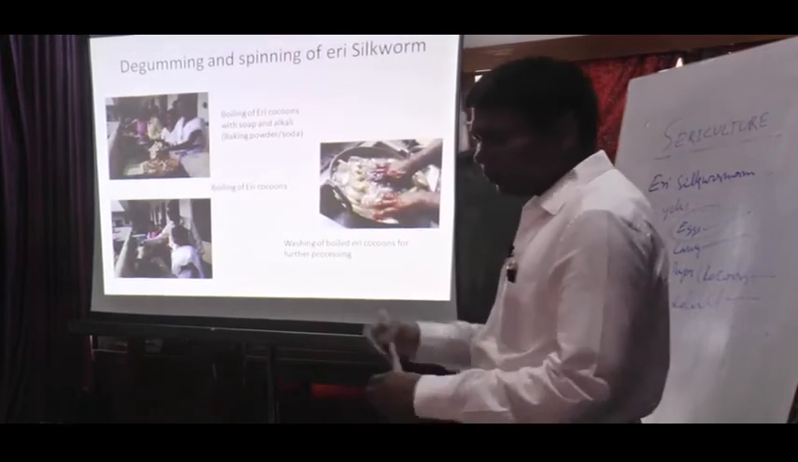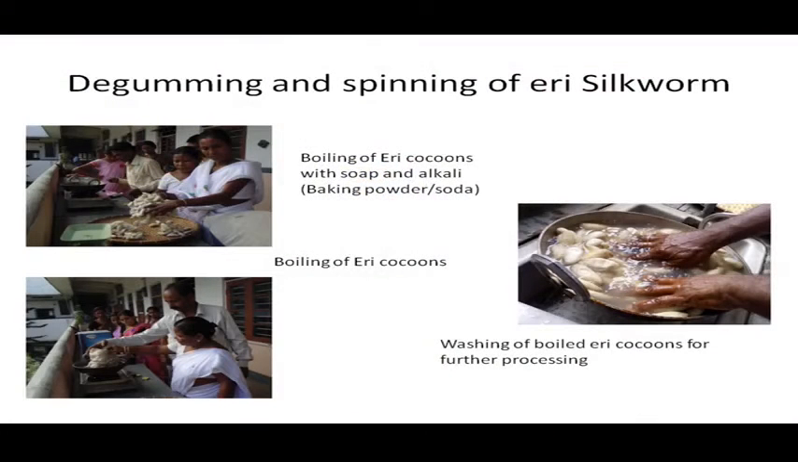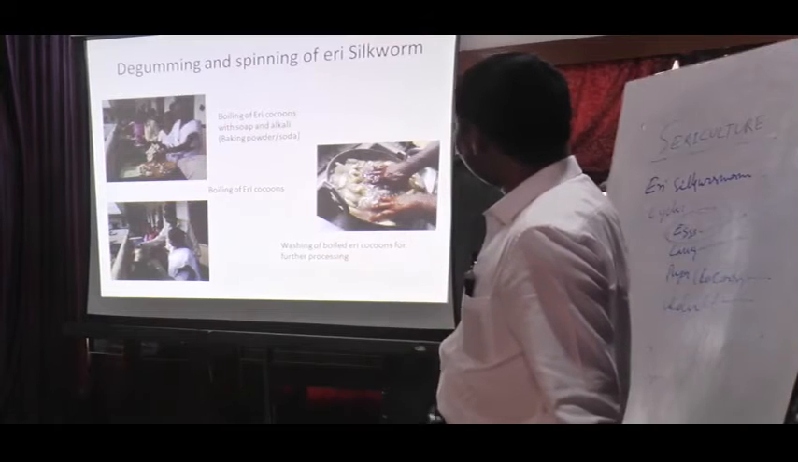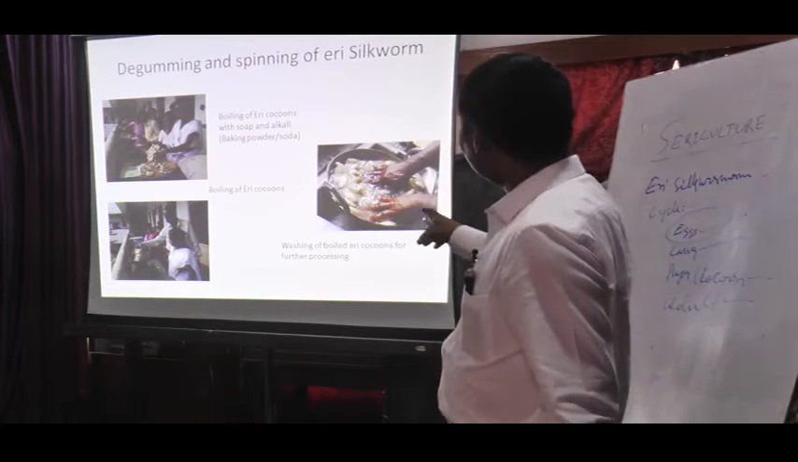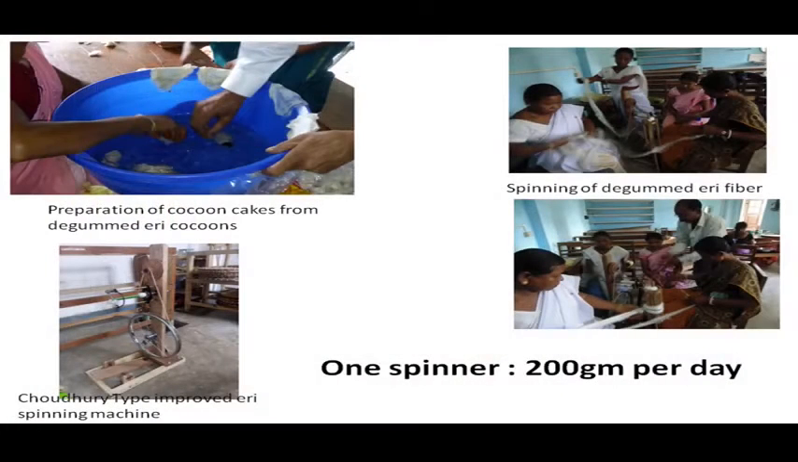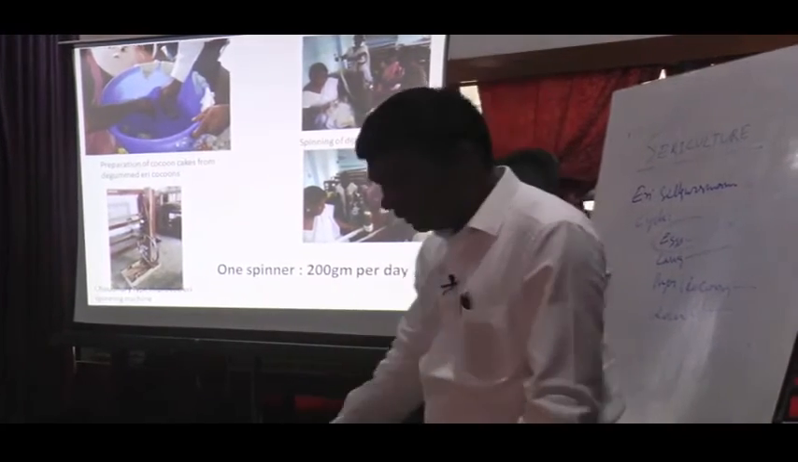Accordingly, the degumming process. How to boil the eri cocoons? We know sodium bicarbonate and also soap are used. So boiling of eri cocoons with soap and alkali, baking powder or soda. Then washing of boiled cocoons for further processes. So these are the preparation of cocoon cakes for degumming and spinning of degummed eri fiber. So this is how we go for the extraction of eri silk thread.